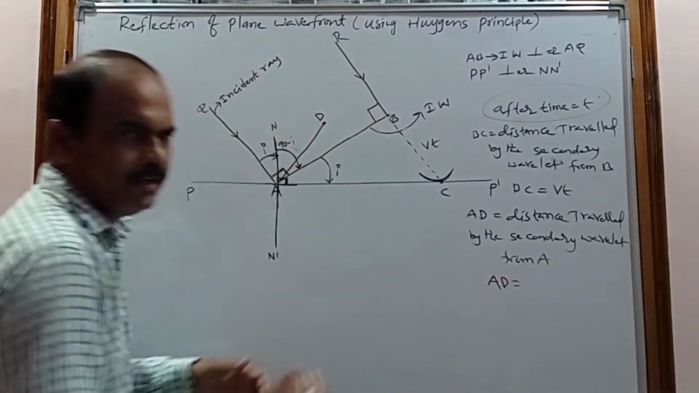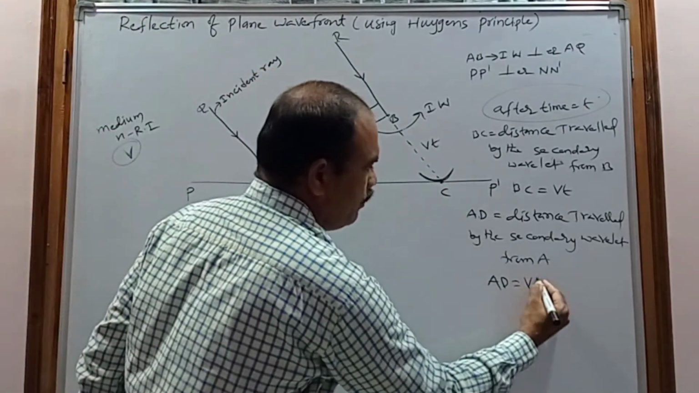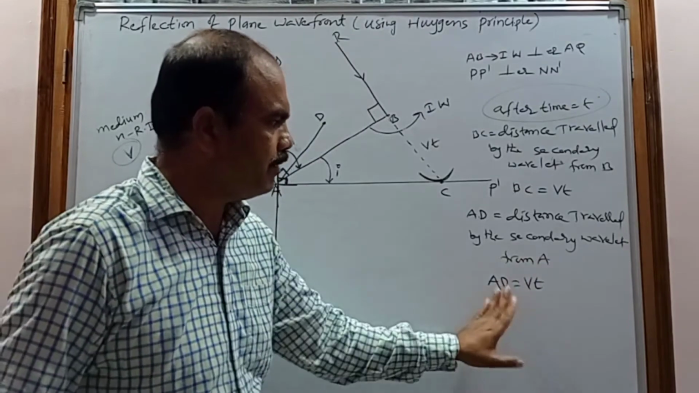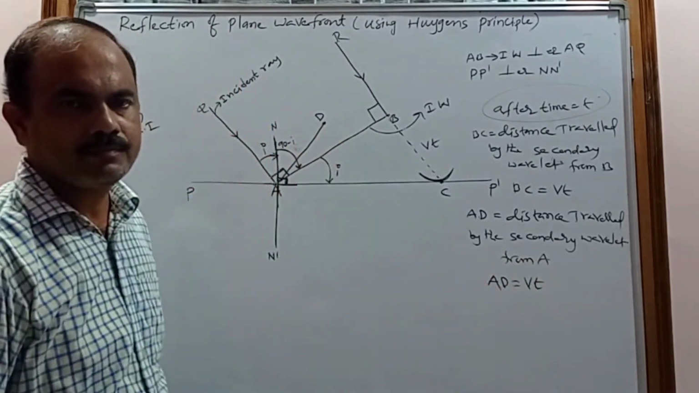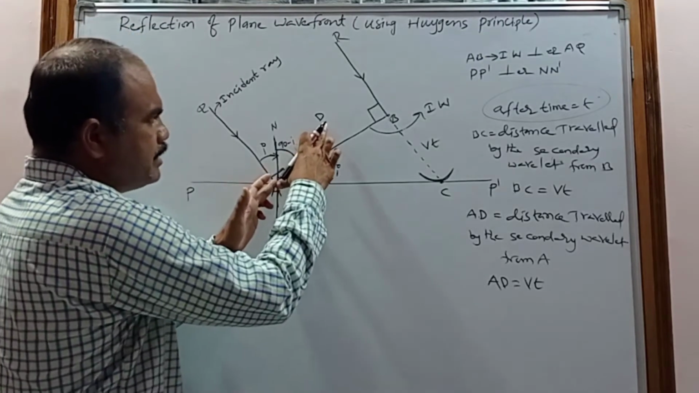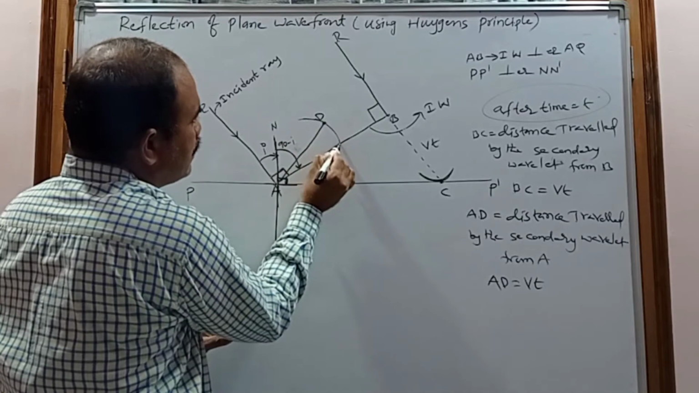So that distance is calculated. Distance means velocity into time. With what velocity can it move? The same velocity v. And in how much time? Time t. Velocity into time gives the distance. So AD is also v into t. By taking this distance as a radius, when I draw the sphere or arc, now consider this arc.